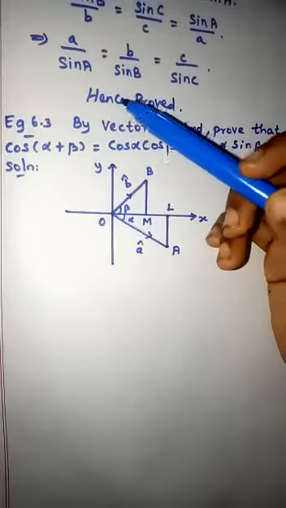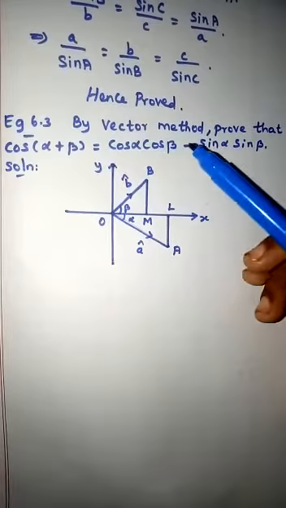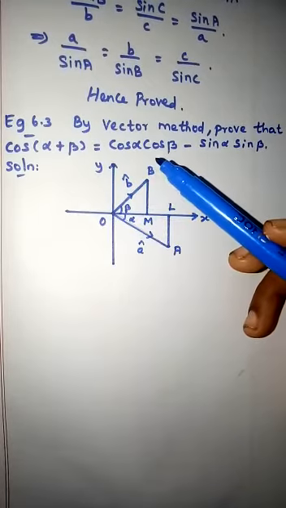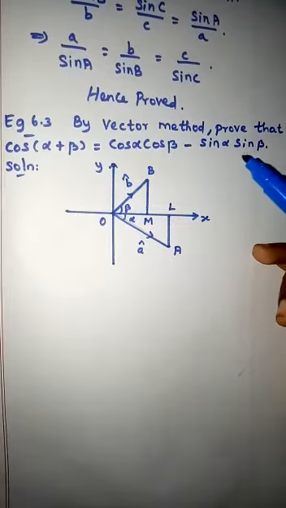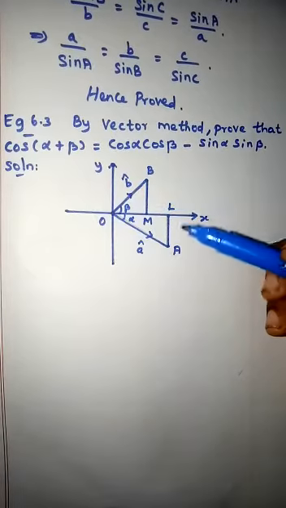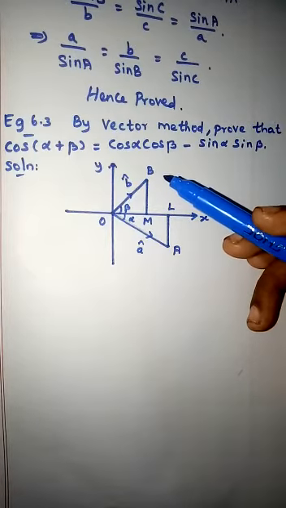We can see example 6.3. By vector method, prove that cos of alpha plus beta equals cos alpha cos beta minus sin alpha sin beta. You take x-axis, y-axis, then A and B are 2 points on a unit circle.